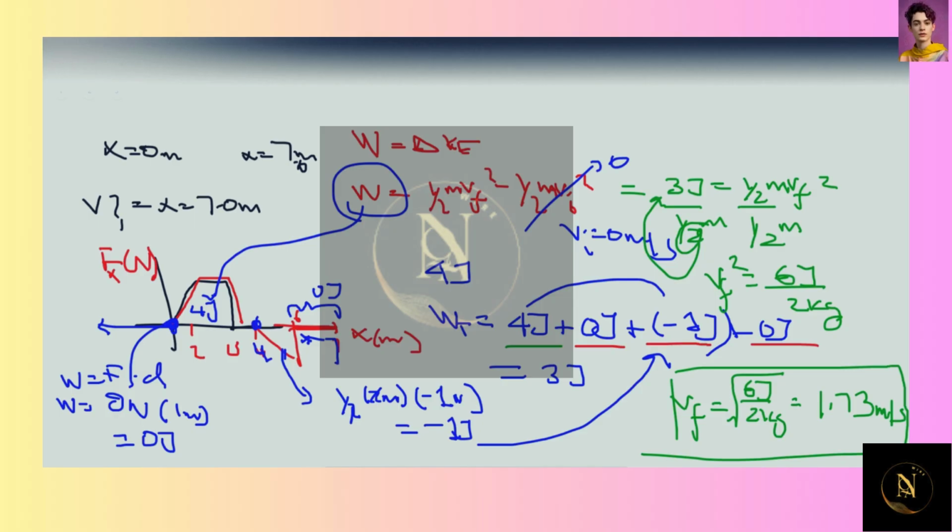We do the math. The work energy theorem cancels out the initial kinetic energy, which is going to be 0. And so we're only left with the final kinetic energy. We compare that to the total work we got. The total work was 3 joules. And so after the math, we get a final velocity at 7 of 1.73 meters per second.